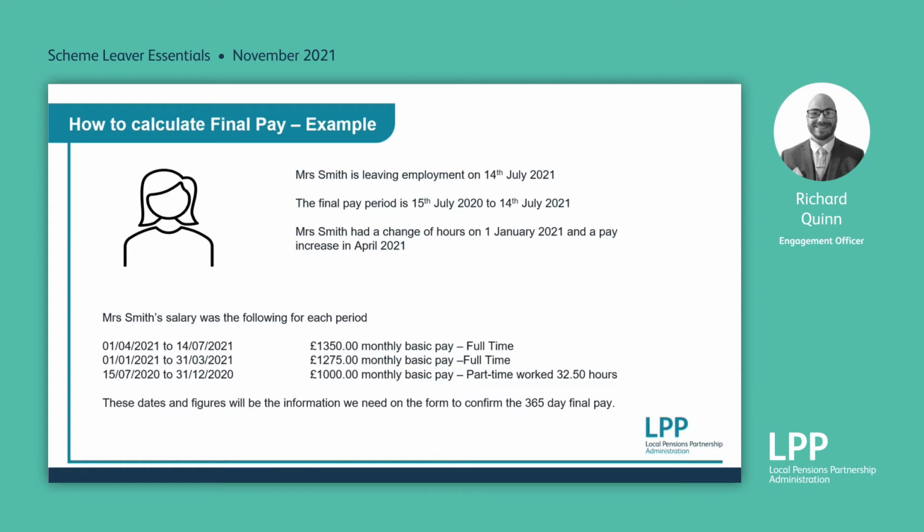If there is anyone that struggles in working out the final pay period, when I used to process, I used to use the following trick. You would just take the date of leaving, so that's the 14th of July, add on a day to take that up to the 15th of July, and then you would just minus one off the year. So that would be 2020. And that would give you a final pay period of the 15th of July 2020 to the 14th of July 2021.